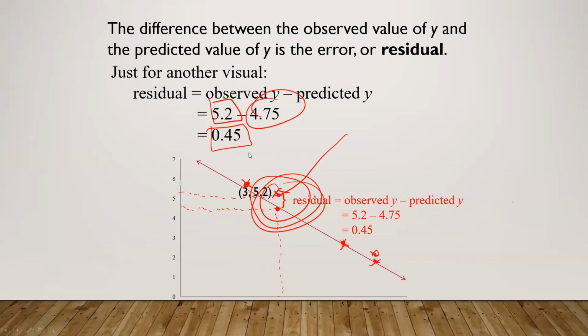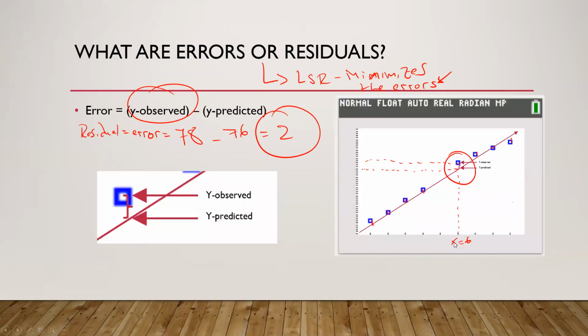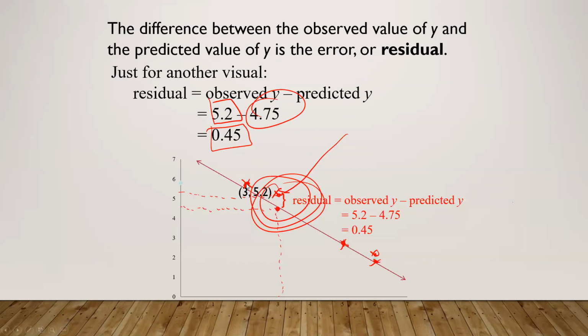Like going back to this example here: I studied for 6 hours, I scored a 78, but the model says I should have scored a 76. The model was off, it just made a little bit of an error. That's it, no big deal. All the least squares regression line does is take all the errors your model would make, sum them up, and it's the line that makes the smallest amount of errors. Does that do a little bit better?